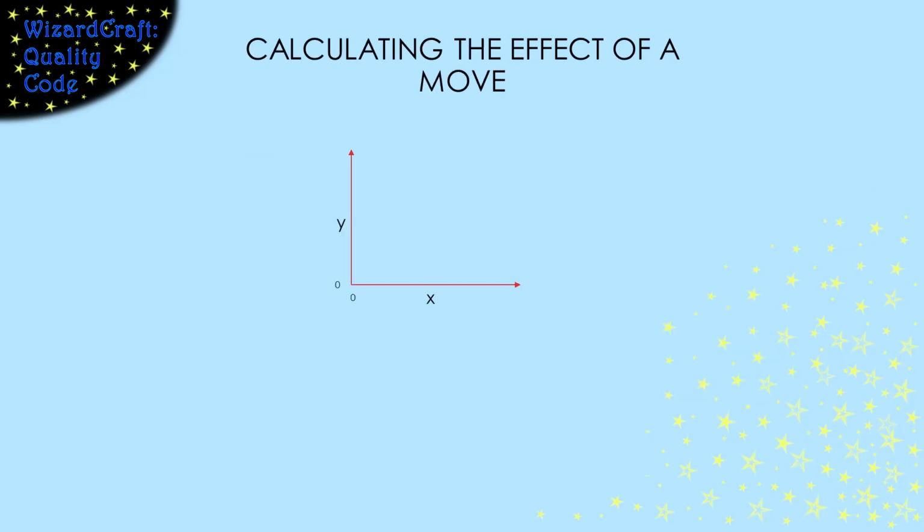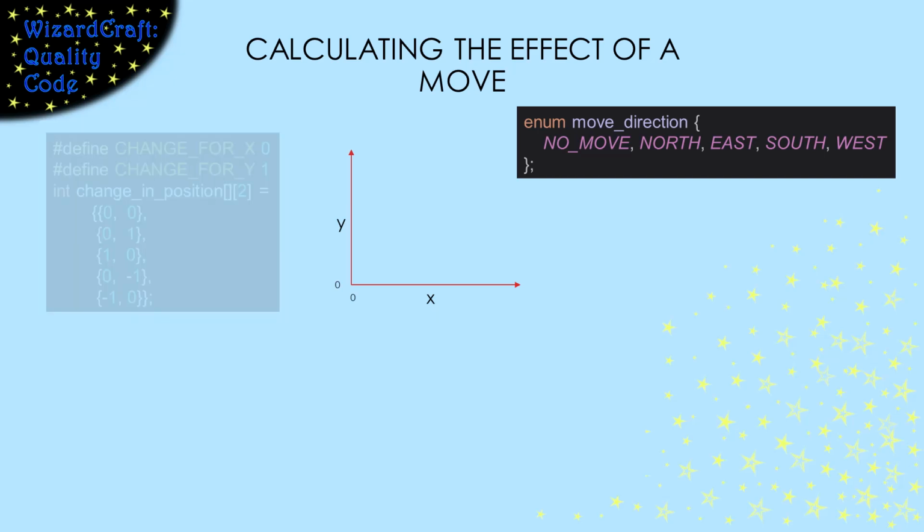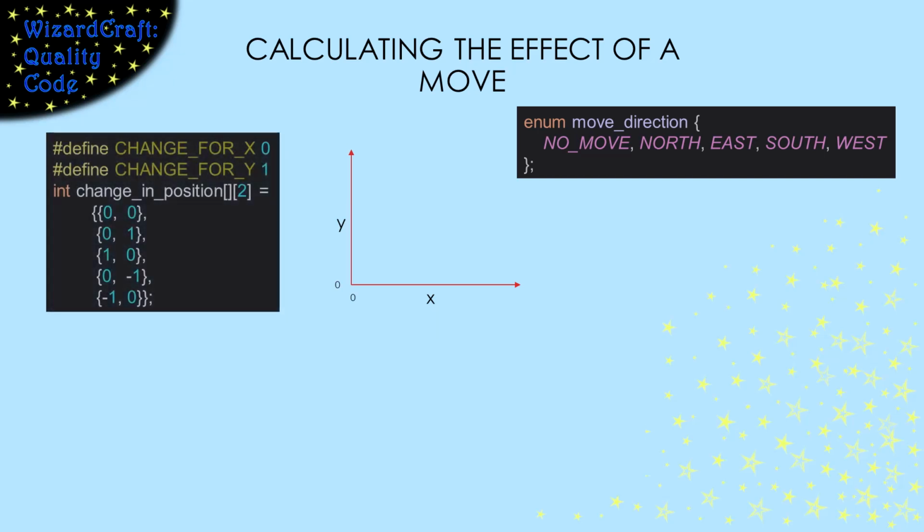I'm assuming that the player lives on a grid where position 0, 0 is in the lower left-hand corner, and x is the horizontal position and y is the vertical position. Our move function is given the direction the player is moving. We could use a big if-else structure to figure out how each direction affects the player's x and y positions, but that's yucky. Instead, I'm going to declare a rectangular array that encodes the change in x and y for each direction. The change in x will be in column 0, and the change in y will be in column 1. Remember that enums are really integers, so no move is 0, north is 1, and so on.